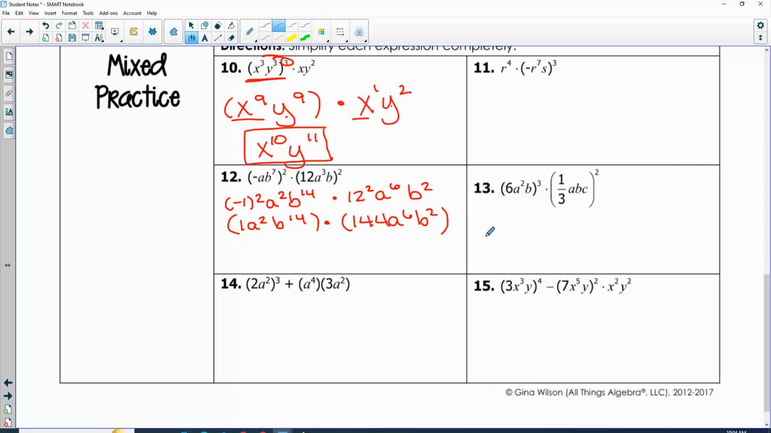Now, this is like problems from last week. 1 times 144 is 144. A squared times a to the 6th. You have 2 a's and then 6 a's, so that's 8 altogether. B to the 14th and b squared, so 14 b's and 2 b's is 16 b's. So 144, a to the 8th, b to the 16th.